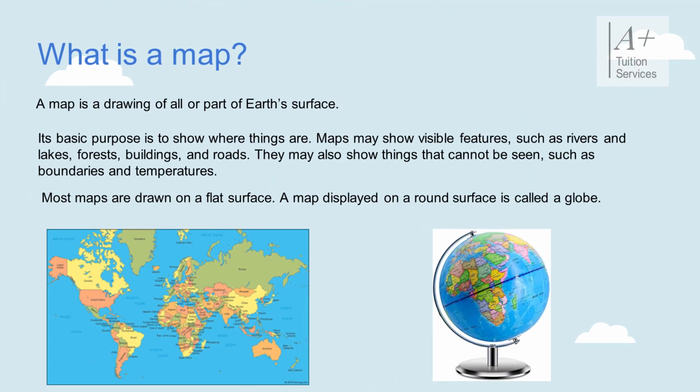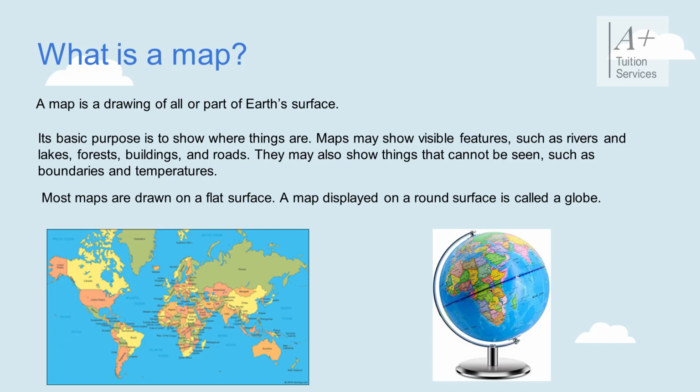What is a map? A map is a drawing of all or part of the Earth's surface. Its basic purpose is to show where things are. Maps may show visible features such as rivers, lakes, forests, buildings, and roads. They may also show things that cannot be seen, such as boundaries and temperature.